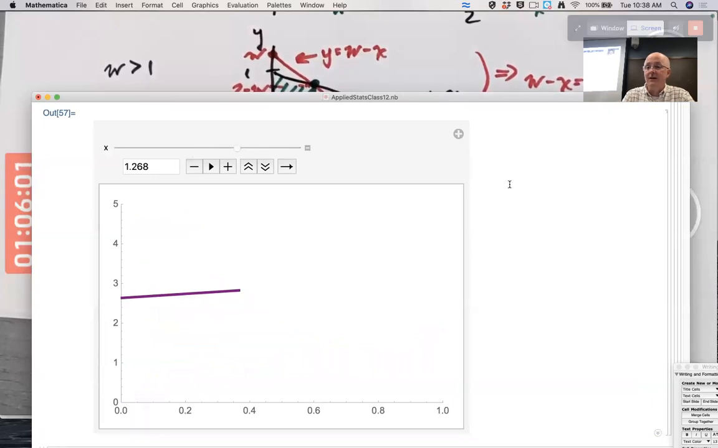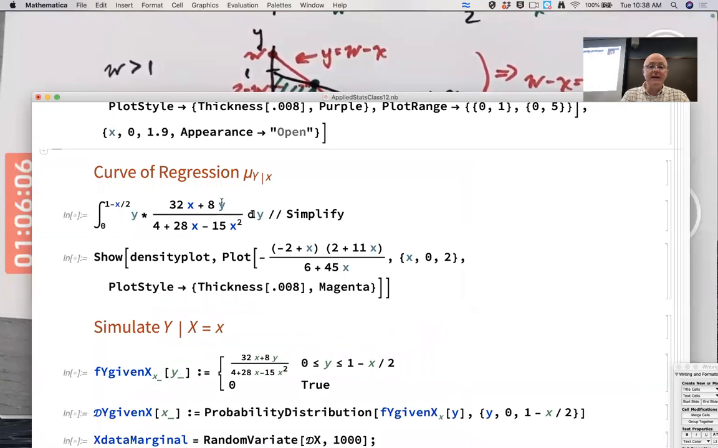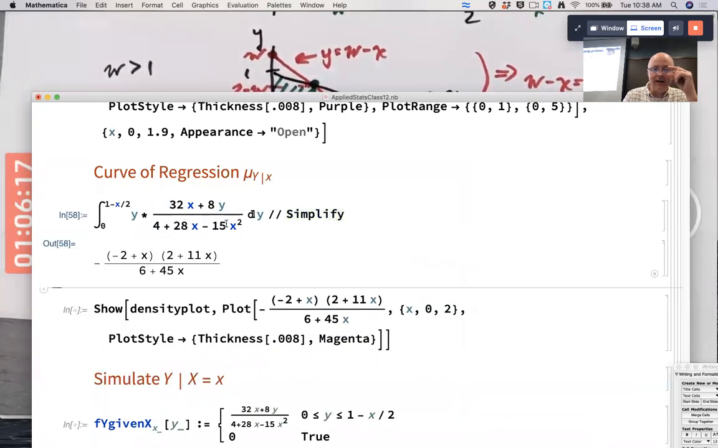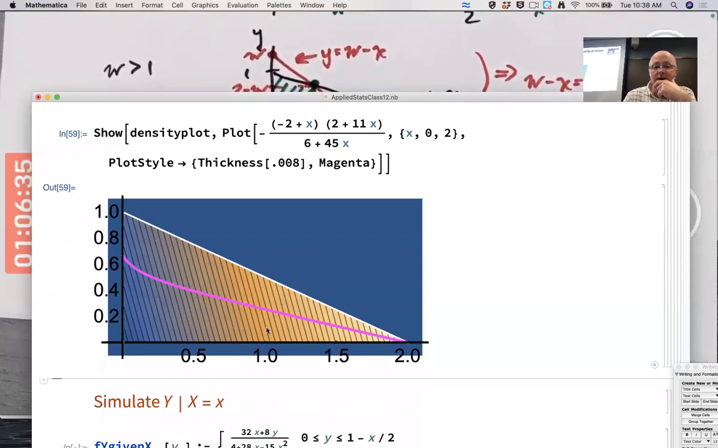Those are the conditional densities for different values of x. What's the curve of regression? It's the mean of those densities. I'm integrating with respect to y times this conditional density. This thing depends on x, and you can't get rid of the x there. If you plot that function of x, you get this pretty picture showing you that for different values of x, I can approximate the mean of the corresponding value of y by this curve. This is the curve of regression. For example, when x is 1, I should expect the mean value of y to be close to 0.3.